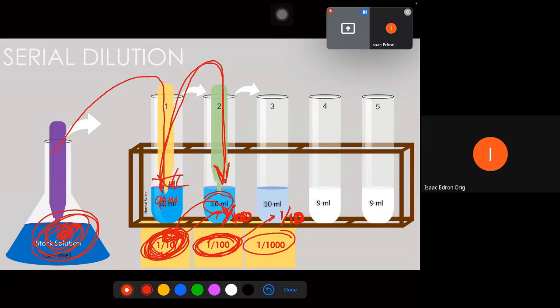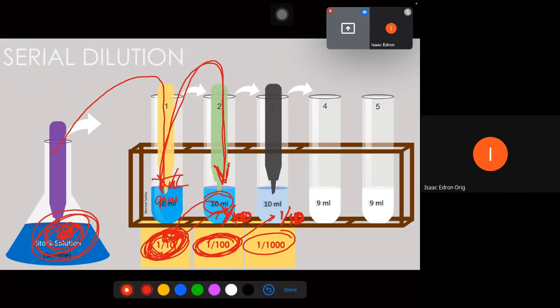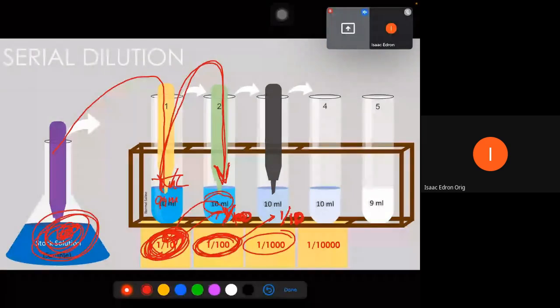So, di ba? Mas nagdi-dilute, mas naglalabnaw siya as you dilute it serially from tube number 1, or from the most pure solution, up until the fifth tube. So, paulit-ulit lang siya. So, balik, kuha ka na naman sa tube number 3, lagay mo na naman siya sa fourth tube. Tapos, 1 ml na naman. Di ba? Ganyan siya. Mas nag-weaken ang solution. So, 1 over 1,000. Multiply mo na naman by 1/10 dilution.